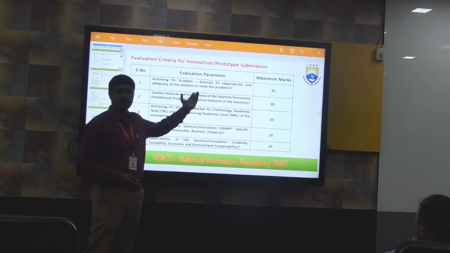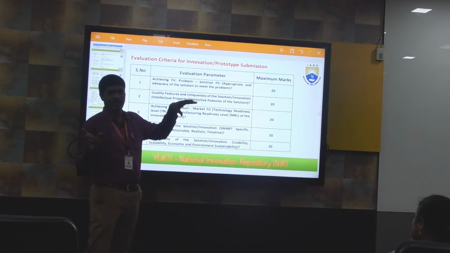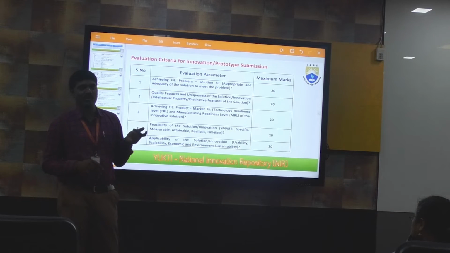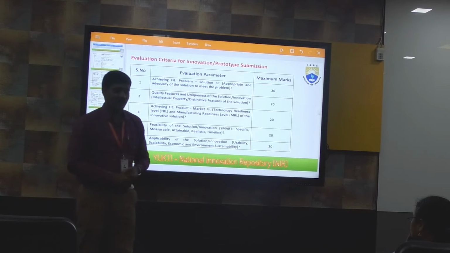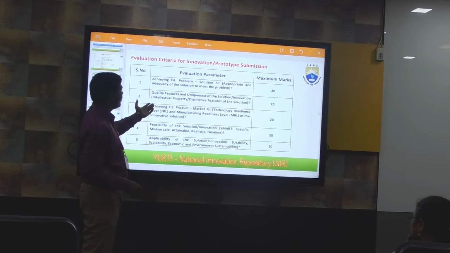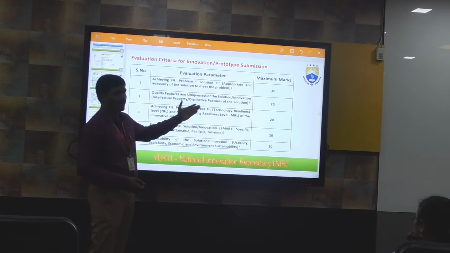What does this problem solution fit mean? If you go and type problem solution fit in Google, there will be something like a canvas. There are certain items in the problem solution fit. They have to take that chart, keep all the elements, and fill in all the forms. Once they fill in that form, if they reach the 10th point, they can know whether the problem solution fit is achieved or not. The second one will be quality features and uniqueness of the solution, and the next one will be achieving product market fit.